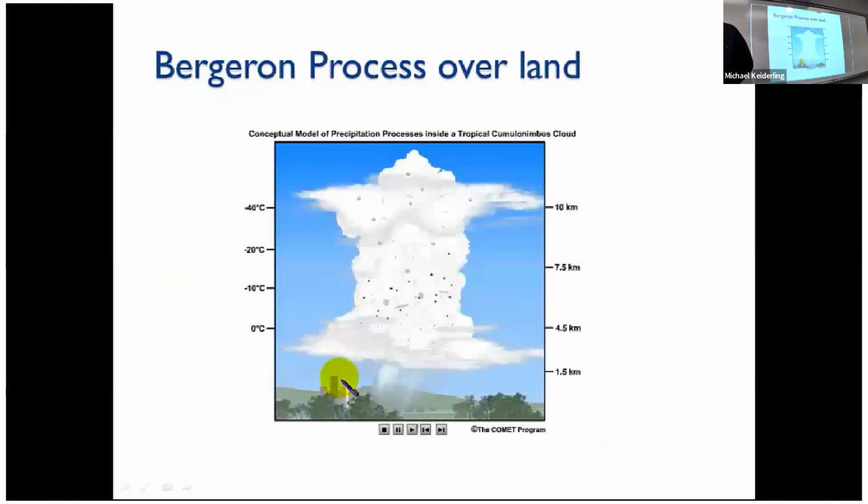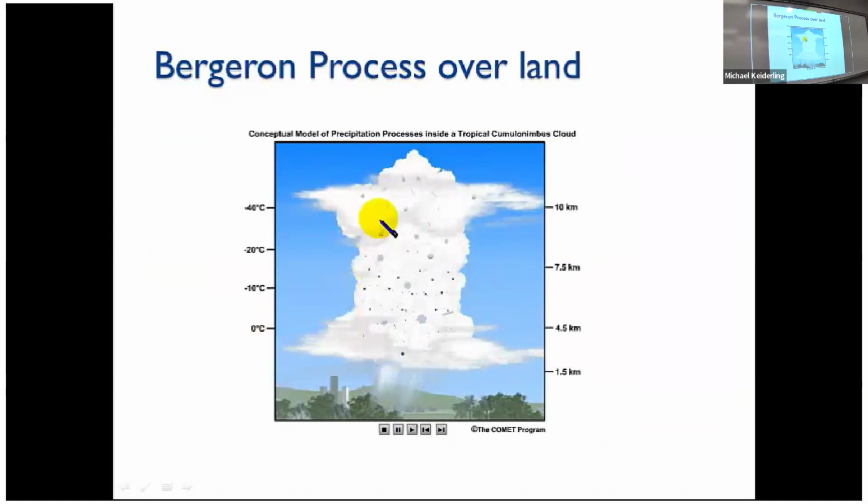So the key here is that the Bergeron process has to happen in really tall clouds. So notice most of this cloud height, and what kind of cloud is this? It's got that anvil top. This is a cumulonimbus cloud, and it's over land. And so most of the cloud is at a height where the temperatures are below freezing.